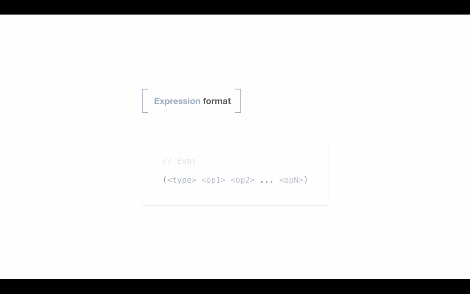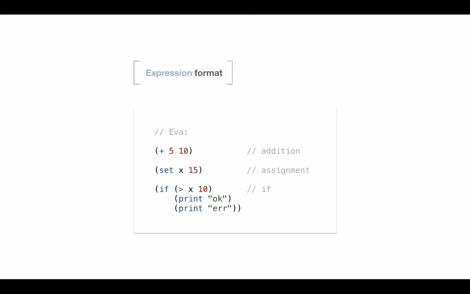So first of all, we have agreed on the expression format, right? The index 0 will be specifically the type tag, which may be followed by multiple arguments or operands. So let's take a look at some examples. The first expression here is the addition, because its type tag is plus, that is addition, which is followed by the two operands, numbers 5 and 10. Right, so when eval is called for this expression, it should produce the value 15.